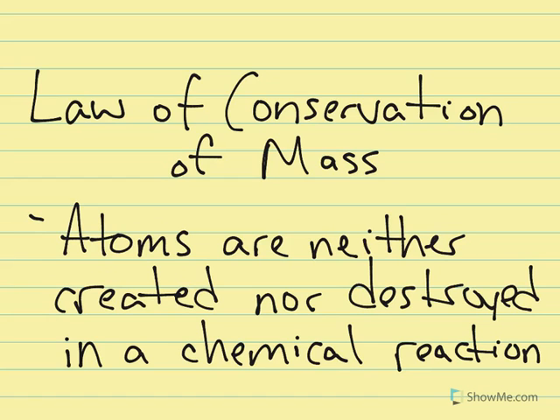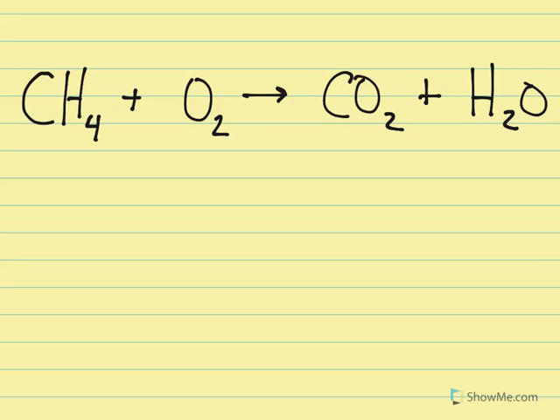Okay, so if we were to take a deeper look at this, the law of conservation of mass says that atoms are neither created nor destroyed in a chemical reaction. That means whatever atoms were present in the beginning have to be there in the end. You can't magically lose or magically gain atoms during a chemical reaction. So as these reactants rearrange themselves, you can't lose or gain any atoms on the product side.